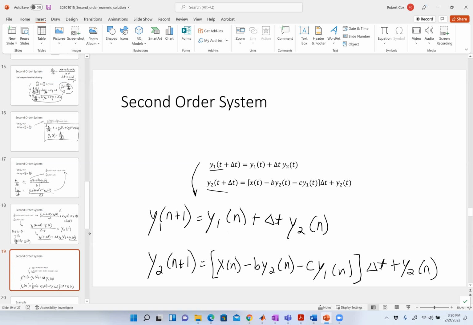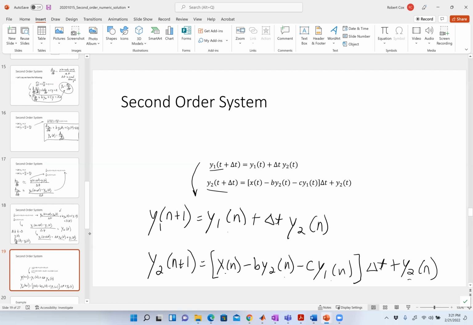I get this expression right here. So in other words, the next value of y2 depends on this whole crazy looking thing, which is a function of the current value of the input, the current value of y2, and the current value of y1. So even though it looks like a pile of equations, the physical meaning of it is actually not that hard. The next value depends on some function of the current values. So how would I code this? How do I get this into code?